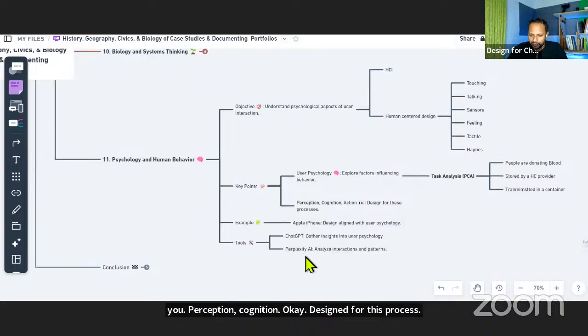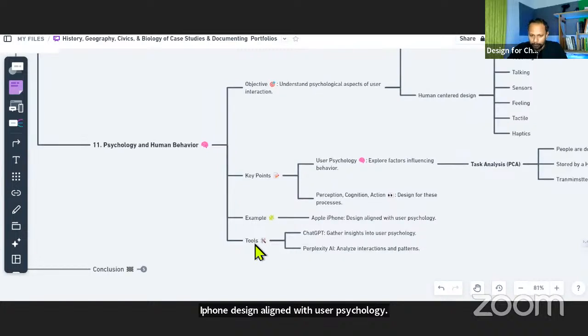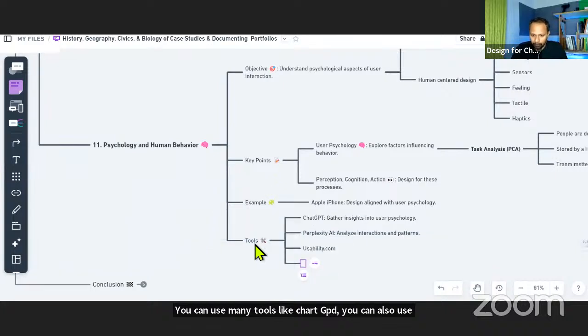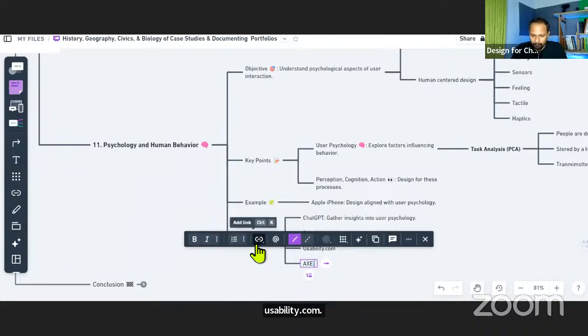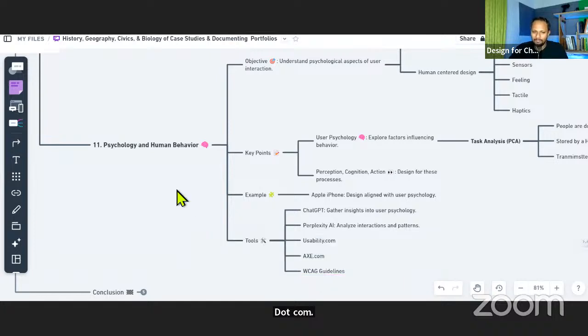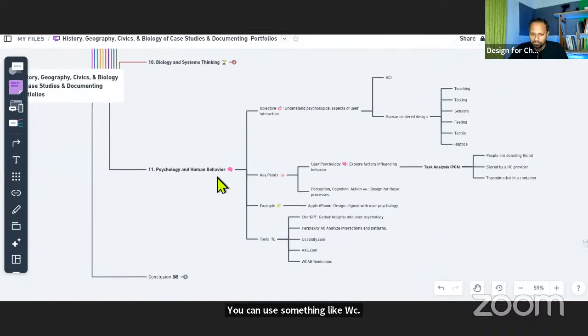You can use many tools like ChatGPT, Perplexity. You can also use another tool, which is called usability.com. Okay. You can use axe.com. You can use something like WCAG guidelines. These are some guidelines and information available to understand what the needs of this user are.